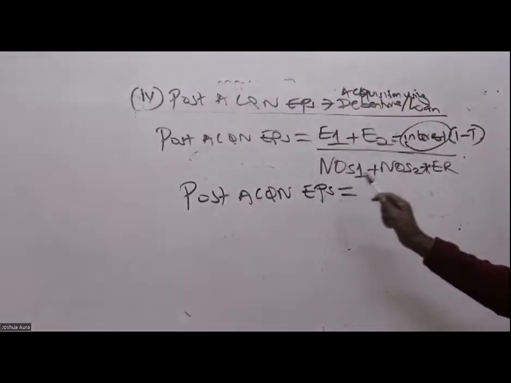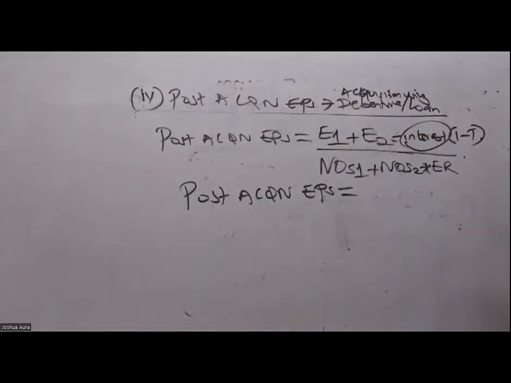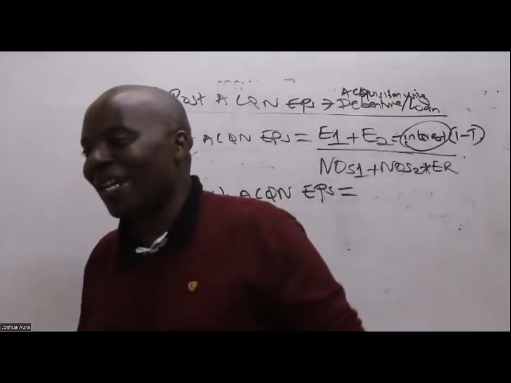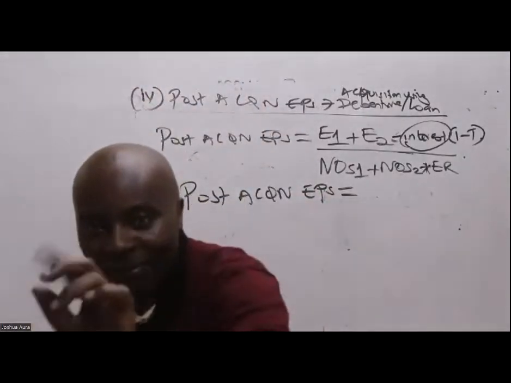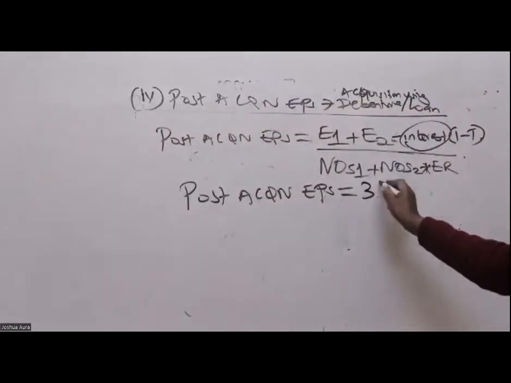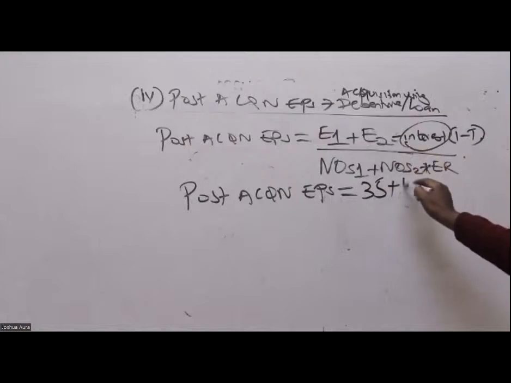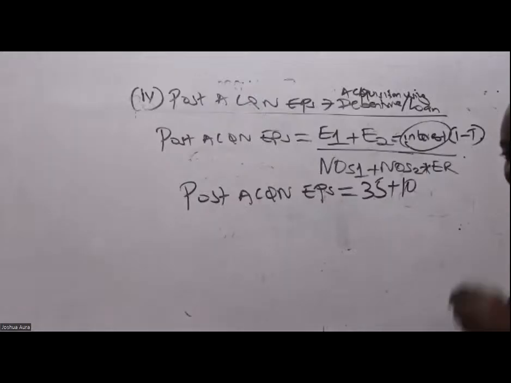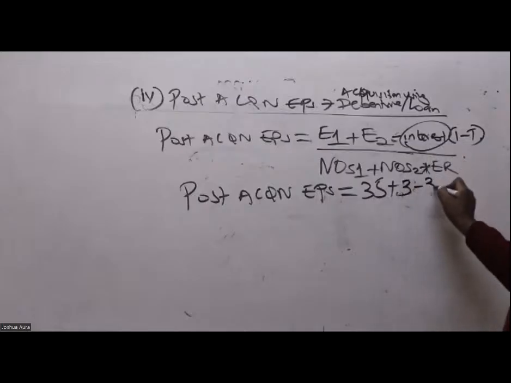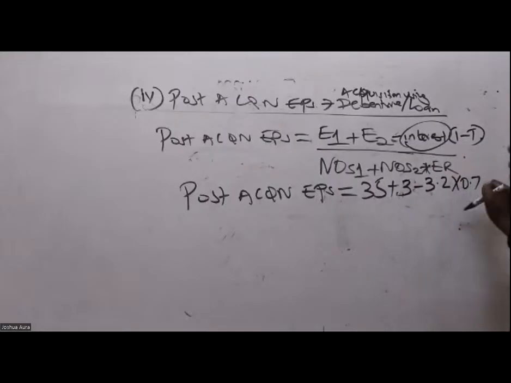So post-acquisition EPS, in this case, is there somebody who is able to give me the earnings of company one? Earnings, remember, is net income of company one. 35. Plus earnings of company two, you had given me a figure of 3. Minus interest, it's 3.2 times 0.7.